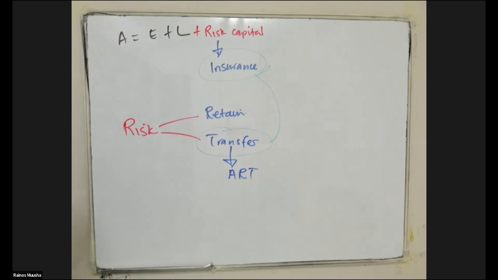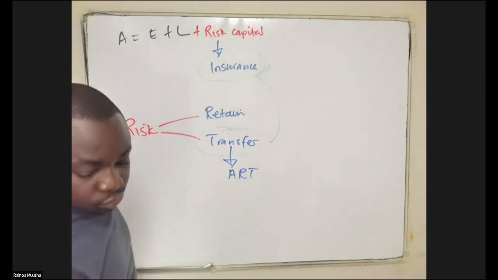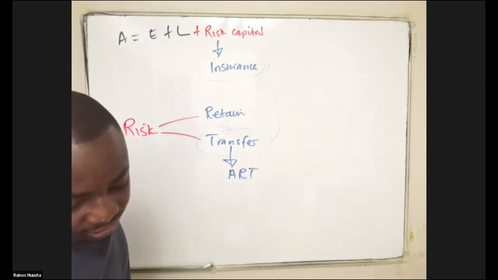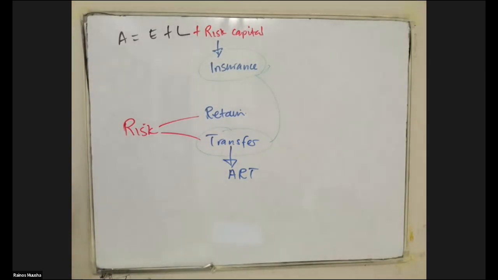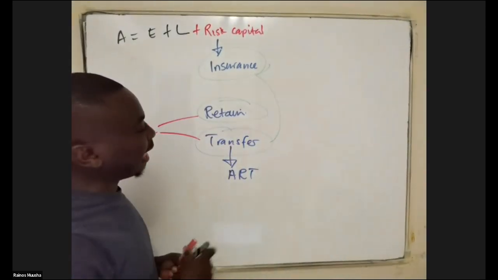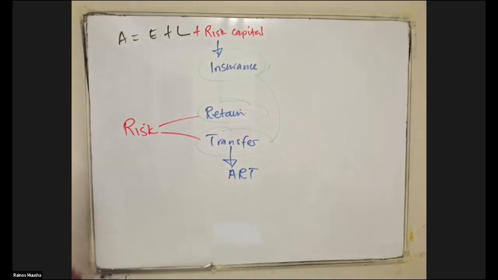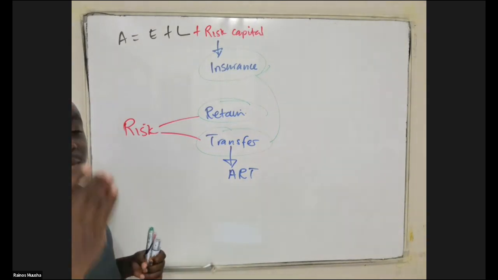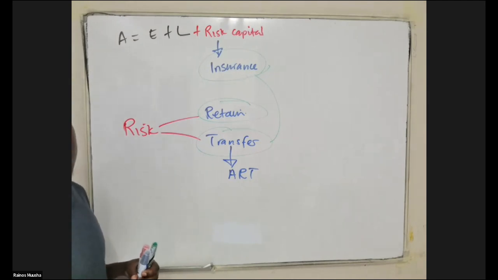Now, looking at the concept of risk, when you look at the cost of risk, you are trying to analyze, if we decide to retain the risk, how much of the risk are we currently retaining? In most cases, if they ask you to calculate the cost of risk, remember that there are four different components that you're going to be looking at.